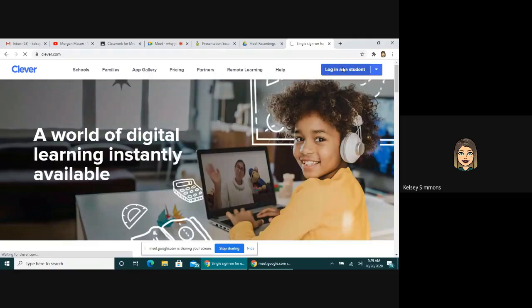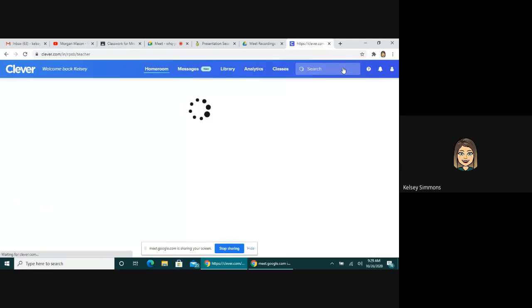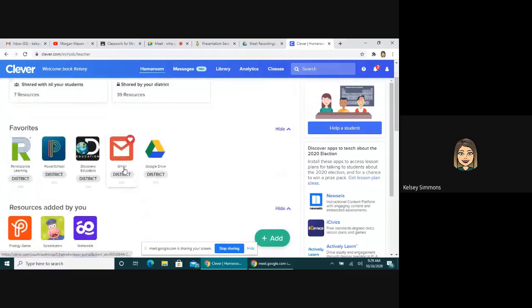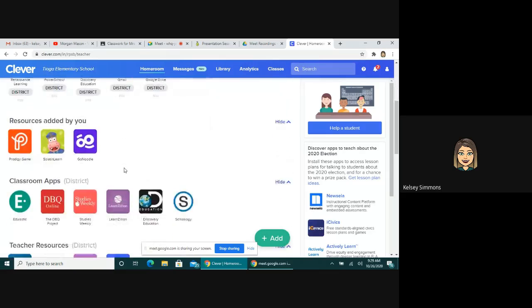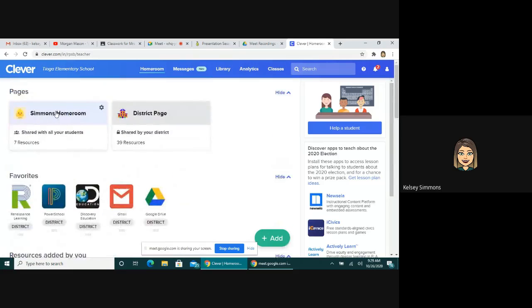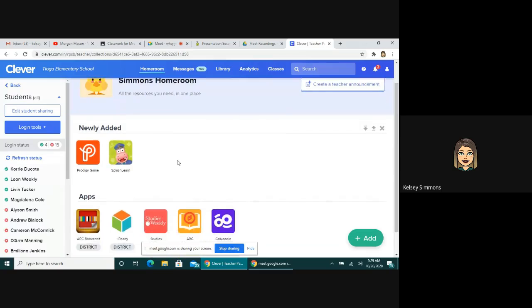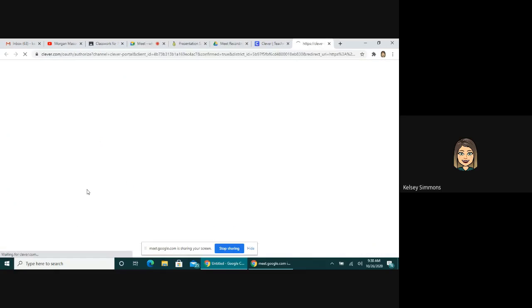I'm logging into my Clever. Remember, my Clever is going to look a little bit different than yours since I am on the teacher side of things. And in Clever, I'm going to go down to Simmons Homeroom. It's the one with the little chicken on it. And click on Arc Bookshelf.